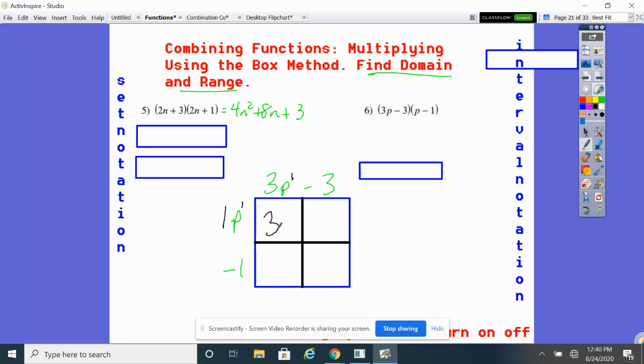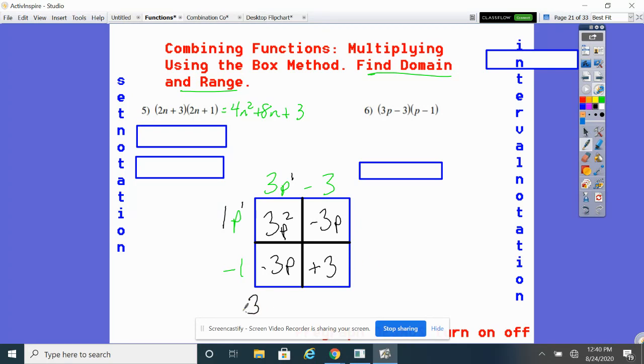So 1 times 3, that makes 3. p to the 1 and p to the 1 makes p to the 2. 1p is lined up with negative 3. That would give me negative 3p. Again, 3p times negative 1 is negative 3p, and negative 1 times a negative 3. Well, negative and negative is positive 3.